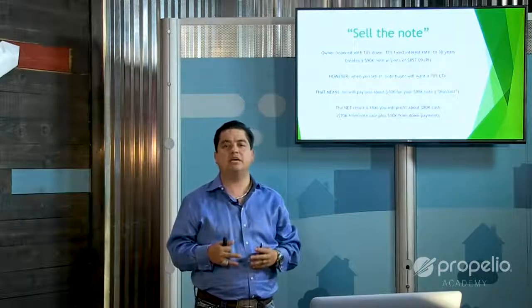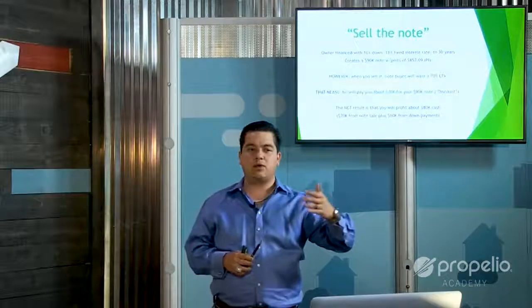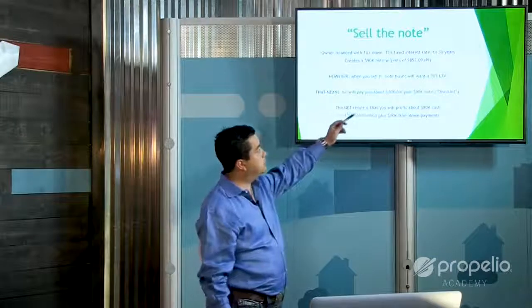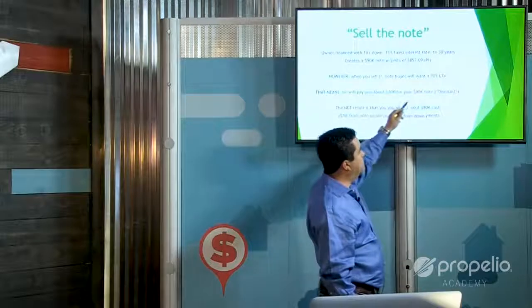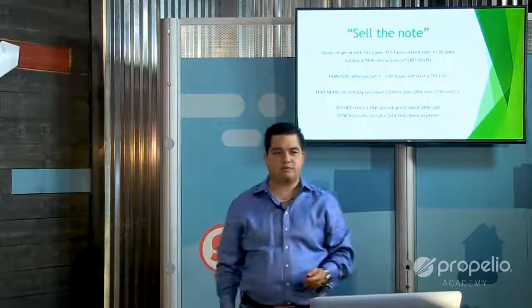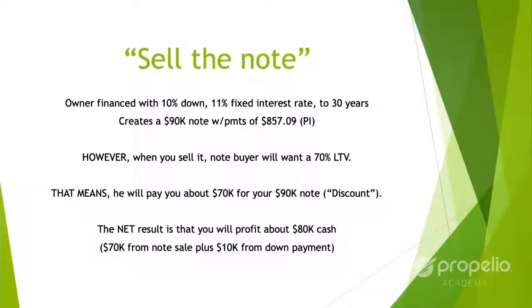Now, when you sell the note, realize that most note buyers are going to want to be at 70% LTV. What does that mean? Well, if the home is worth $100,000, they want to buy the note with about a 30% equity margin, and they want to be no more than 70% LTV. So what does that mean for you? Well, that means they'll probably pay you about $70,000 for the $90,000 note. This is known as the discount in owner finance purchases and sales. Now, the net result is that you're going to profit about $80,000 cash: $70,000 from the note sale plus $10,000 from the down payment. That's not a bad situation.